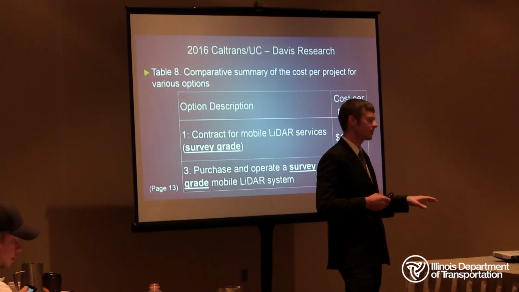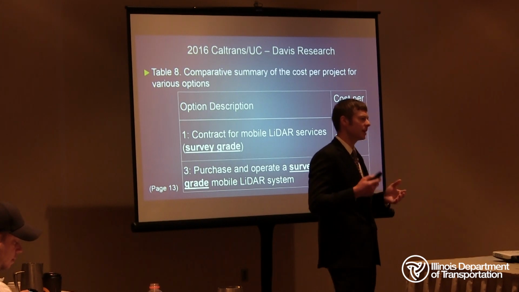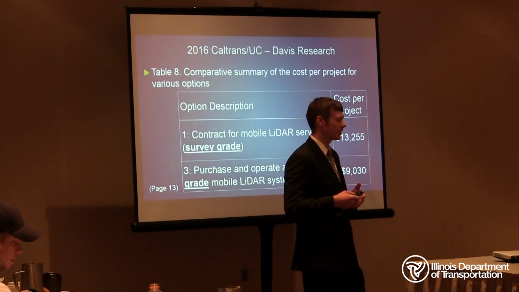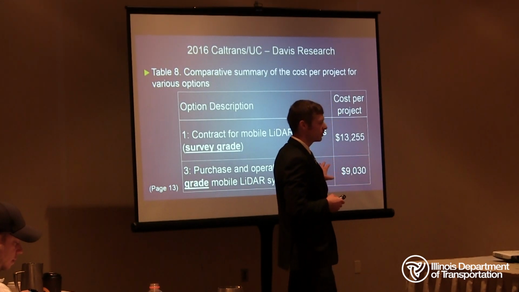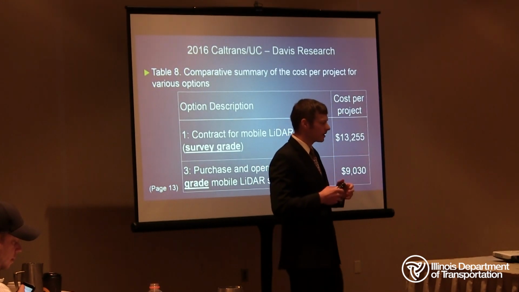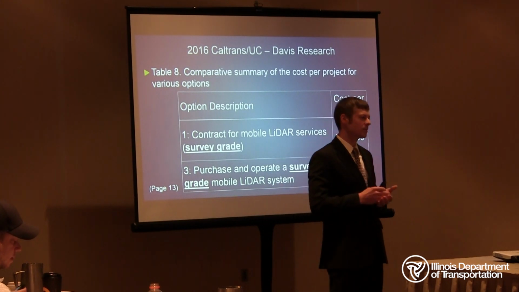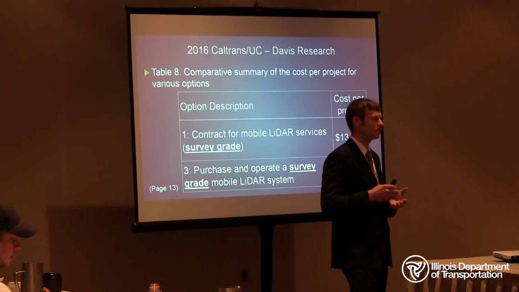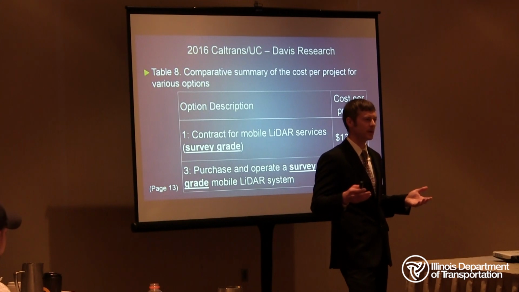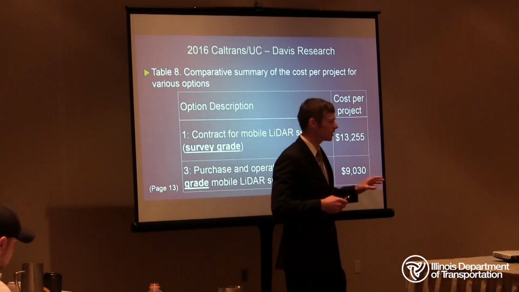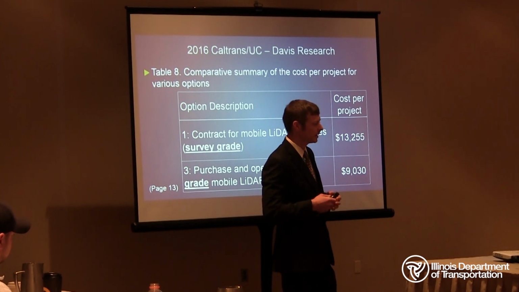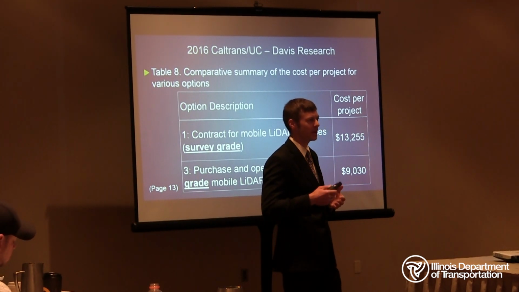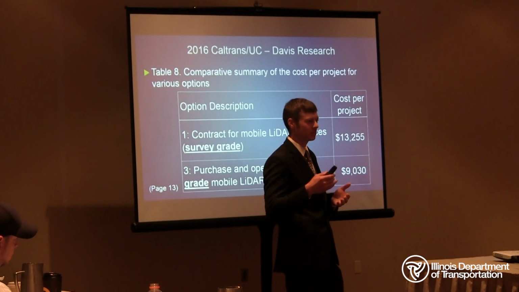So you can see this in page 13 of your handouts. It's table 8, the comparative summary of the cost per project for various options. And we're only focused on 2 of those options. The size of the project that they utilized was a 10-mile stretch of pavement, 2 lanes, so essentially 20 lane miles. Option 1 was contracting for mobile LIDAR services in survey grade, and the average price that Caltrans was paying, through consultants, was $13.2 thousand.